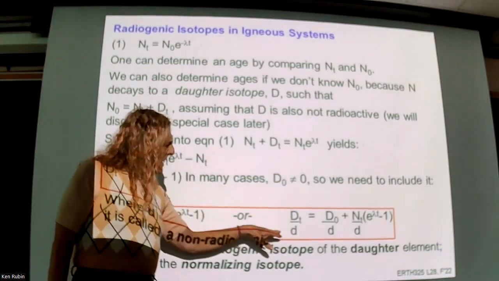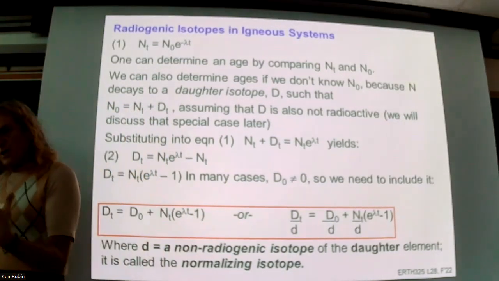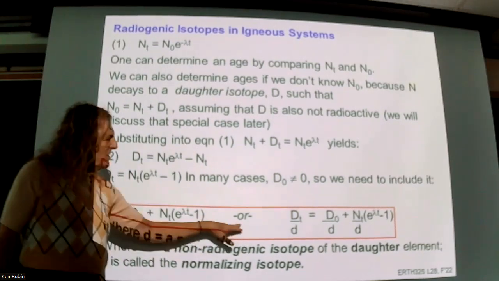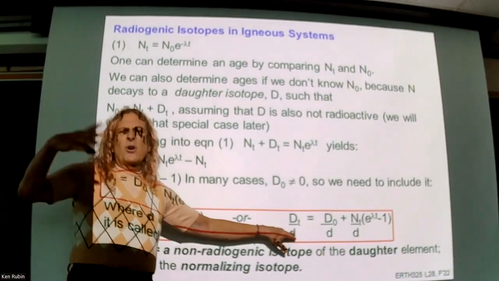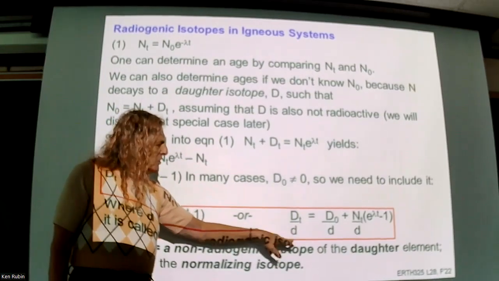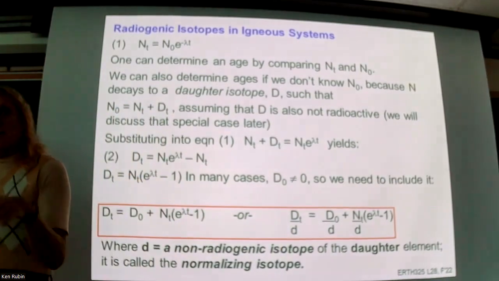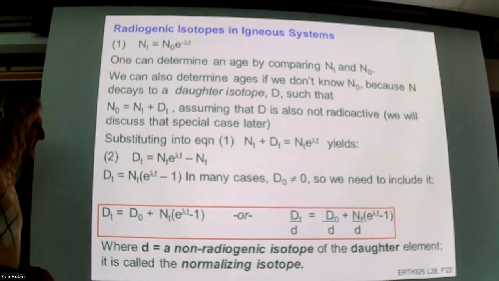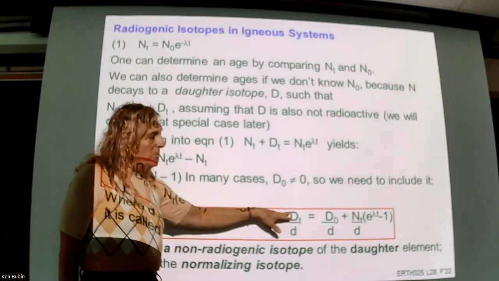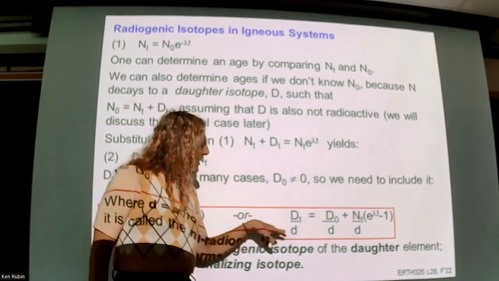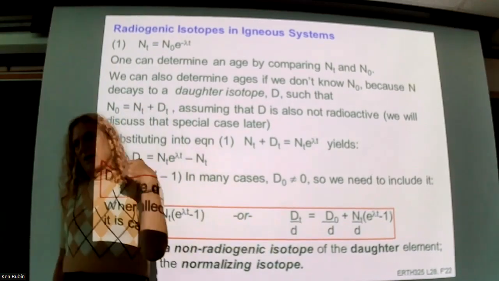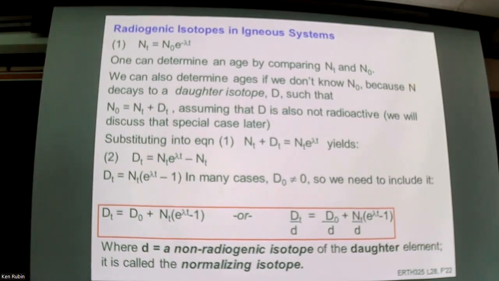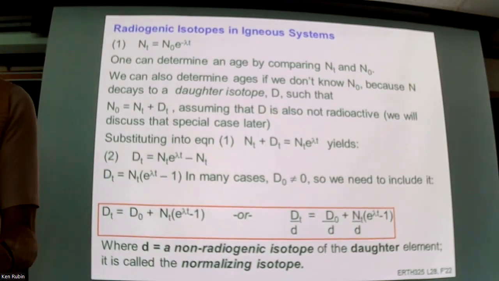Other reasons are that it's kind of like normalizing elements. So in this case, for strontium, for instance, we would just use another isotope that's not radioactive or radiogenic, meaning produced by radioactivity, and it would be 86. So this is why you see people talking about, oh, strontium 87/86 ratio. That's basically the daughter isotope, the parent isotope, and a normalizing isotope, which is a stable isotope of the daughter element, but not the same isotope as the daughter itself.